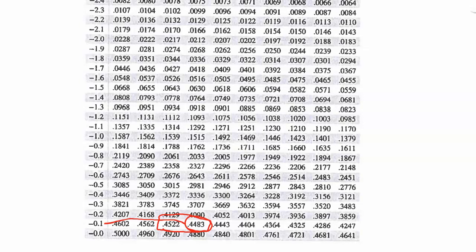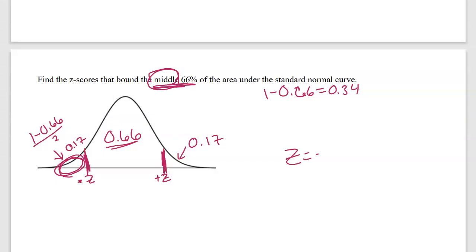So 0.17 would be between these two. So we've got one that's 11 points away, one that would be 15 points away. So it would be this one, a negative 0.9, 0, 1, 2, 3, 4, 5. So that'd be a negative 0.95. So our z-scores would be a negative 0.95 and a positive 0.95. So please go try some of these and then let me know as you have questions.